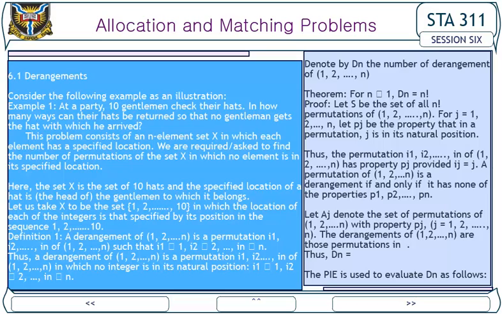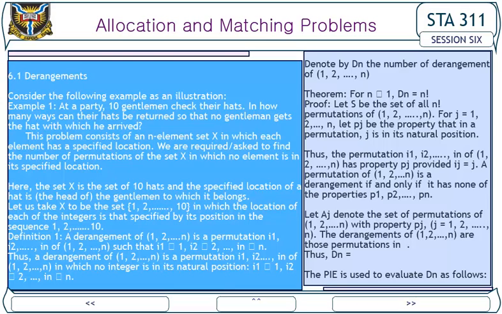Theorem. For n greater than or equal to 1, Dn is equal to n factorial times the bracket 1 minus 1 over 1 factorial plus 1 over 2 factorial minus 1 over 3 factorial plus, minus, and so on, plus minus 1 raised to power n, 1 over n factorial.